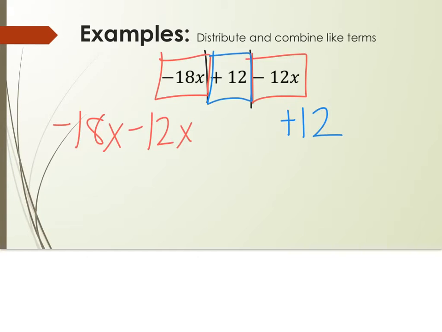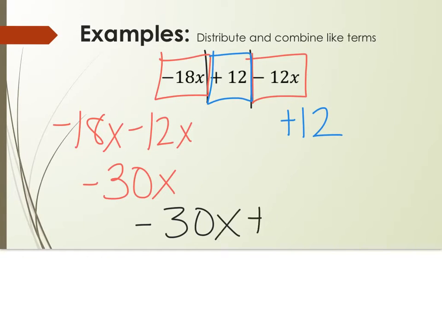When you combine the x's, you have a negative and a negative, so they're same signs, you add and keep. 18 and 12 makes 30, and we keep the negative sign and don't forget the x. Therefore, your final answer is negative 30x plus 12.